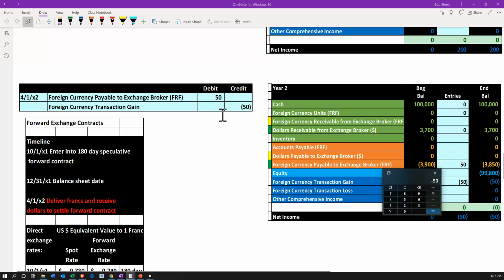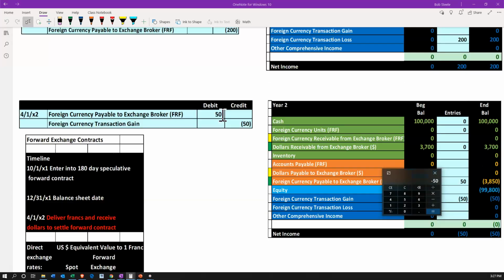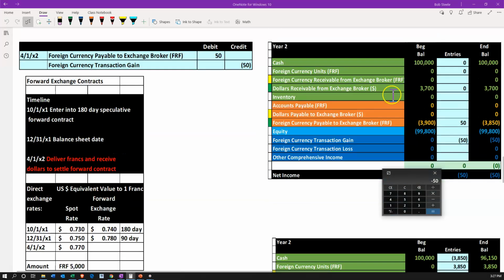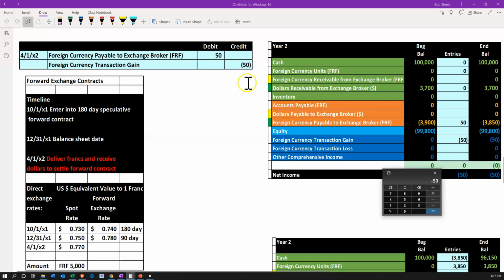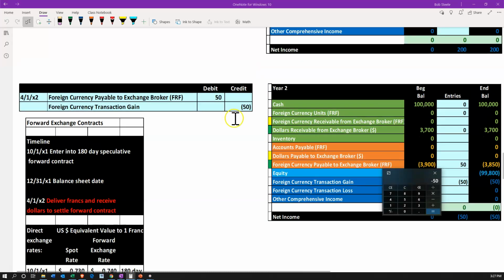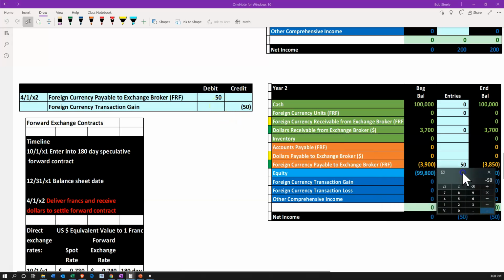It doesn't negate the loss that we had last time because we had a loss last time of the $200. But now we have, at least it nets it out a little bit, right? So we got a gain of the $50. The other side is going to go to the foreign currency that we're going to pay in francs. So now we have the foreign currency we're going to pay at that $3,850.